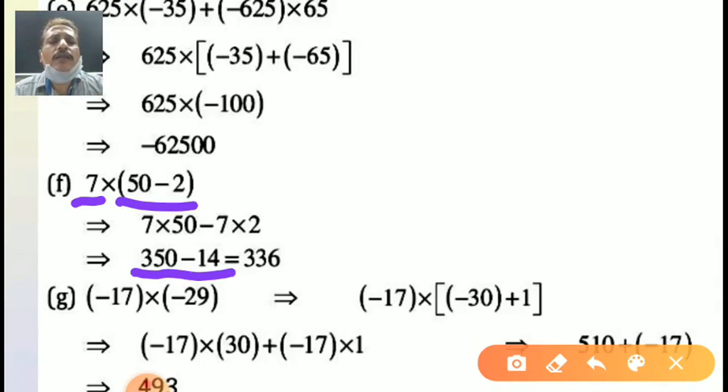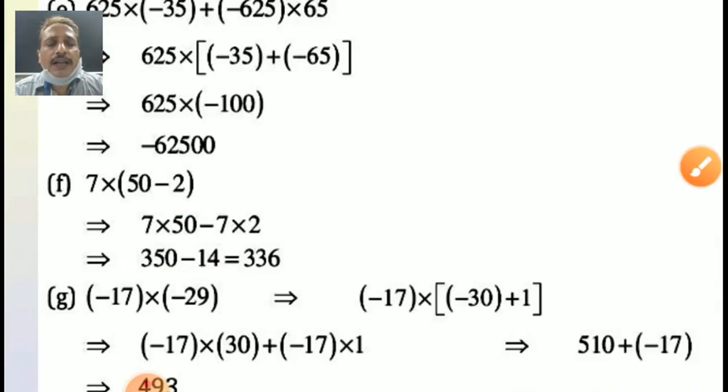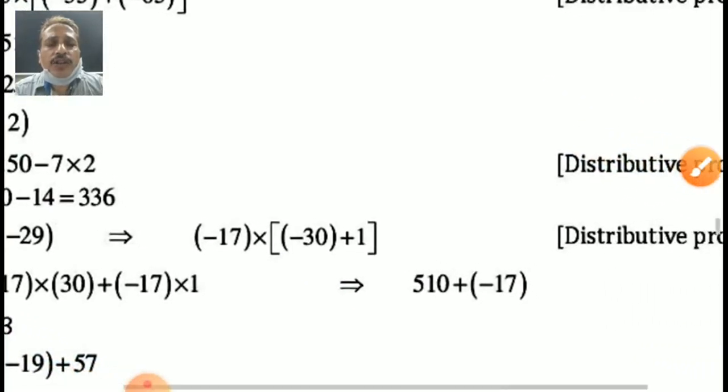Now look at the third one, G. G is so easy. 17 multiplied by 29. 29 means, students? Yes, 30 minus 1. But here we have to take 30 as the big number. Big number means 1 is not minus but plus 1: minus 30 and plus 1. Yes, it gives us minus 29. Now in the same way, very simple, you can solve it with our distributive property.